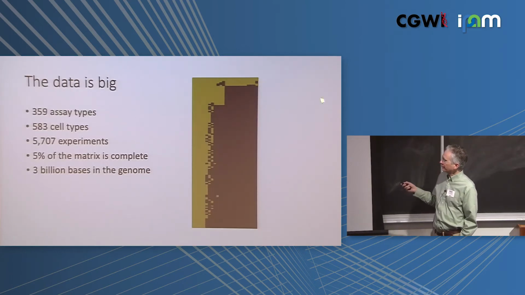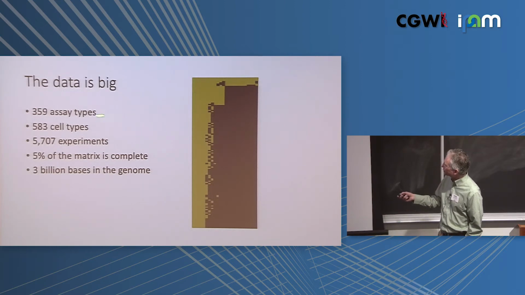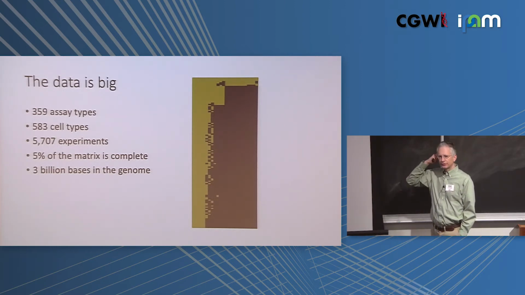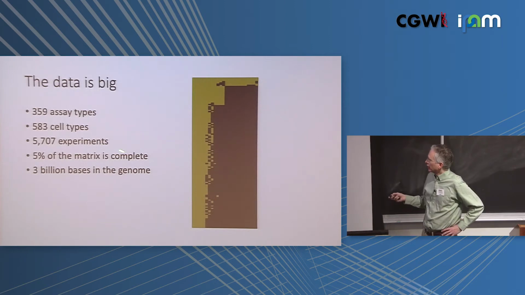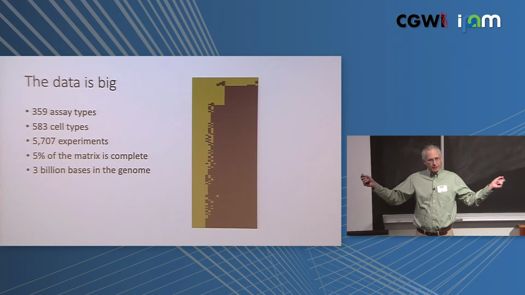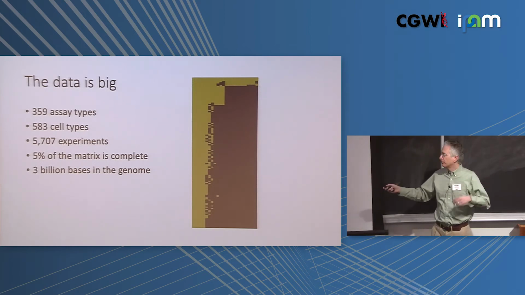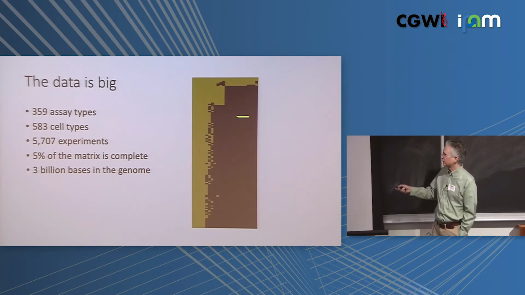So in general, it's a fairly big data set. I think this is somewhat old, but as of some months ago, there were about 5,700 experiments that had been performed within the Encode portal, so you can go and download all of this data if you want to. Each of these experiments covers the whole 3 billion base pairs of the genome, but the matrix itself is only about 5% complete. This is actually a picture of a subset of it. It's less complete than that.